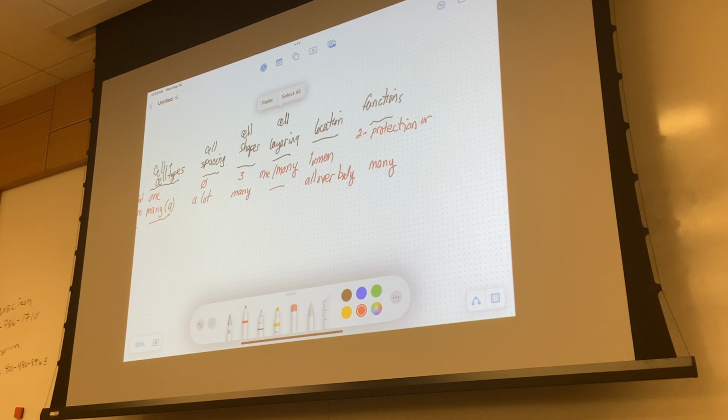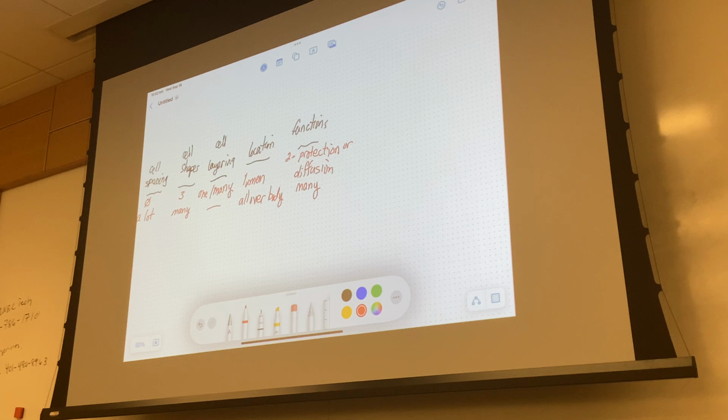There's a number, so the first function is protection, and the other function is called diffusion. It allows things to pass through. There's a number of different terms we can use, but for right now, I'll talk about diffusion. And then, what is a lumen?